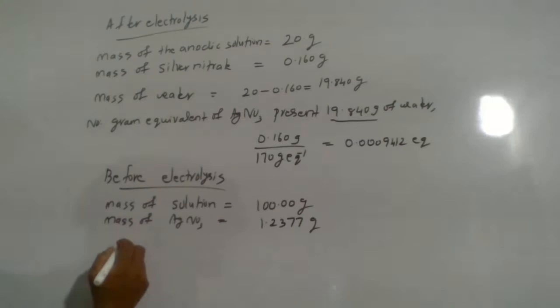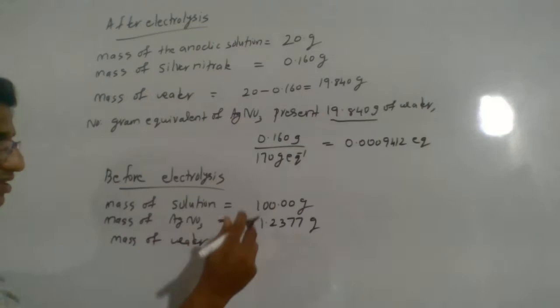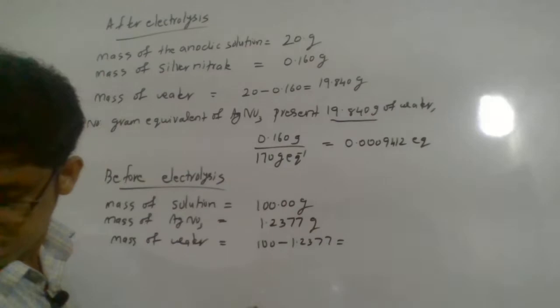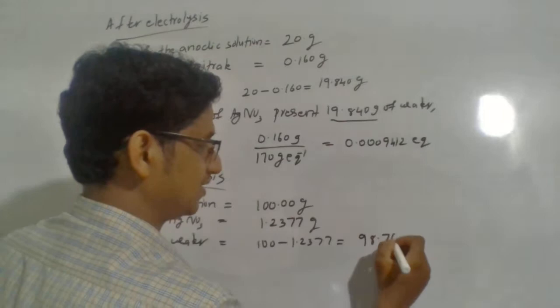Now next, mass of water. What is the mass of water? You have to subtract it. 100 minus 1.2377, that will give you 98.7623 gram is the mass of water.